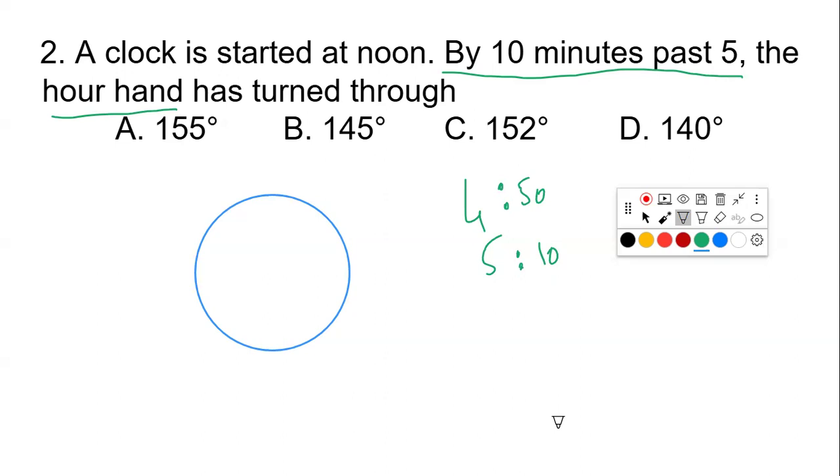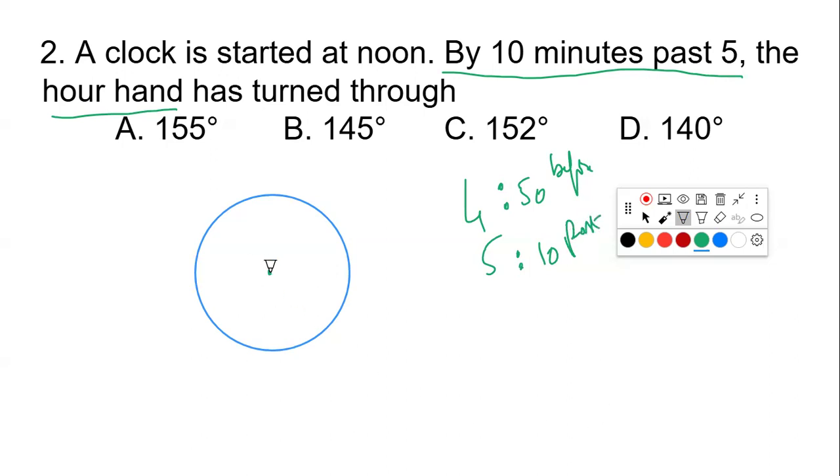10 minutes past. After 5, it is 10 minutes. If it is 4:50, I will tell what? 10 minutes before 5. If I say 10 minutes before 5, please understand when the word is before, 10 minutes before 5. 10 minutes past 5, that means after.